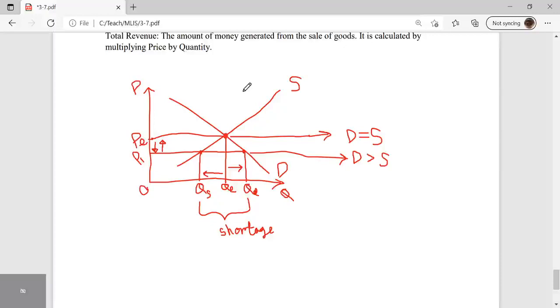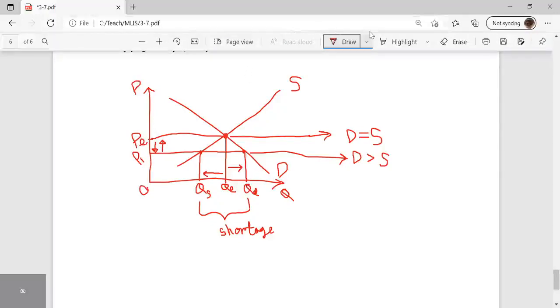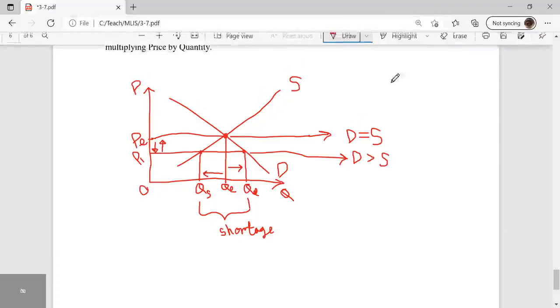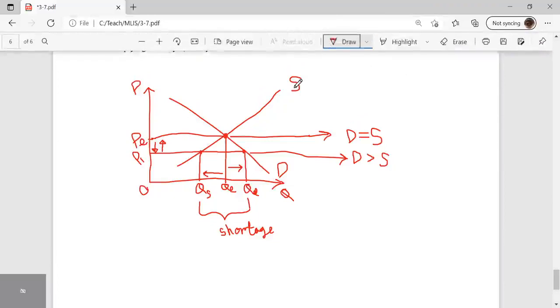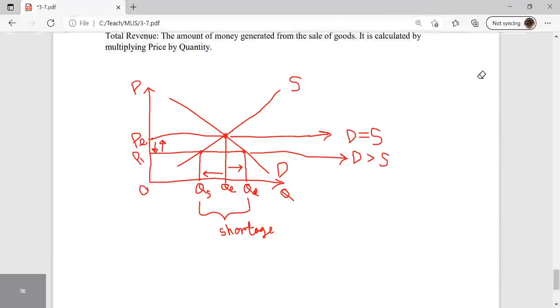So that's excess demand. If you want, you can keep a screenshot maybe. And the graphs are available in your book and also on the internet everywhere. So let me know if you're facing any problem.